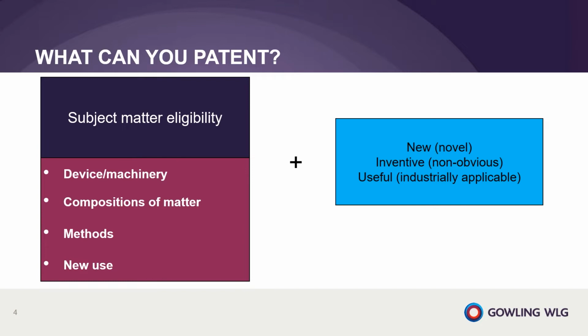Related to methods are new uses for existing products. For example, the new use of an existing drug for treating a disease that was previously not known to be treated with the drug. All of these are what is known in the patent world as patent eligible subject matter.